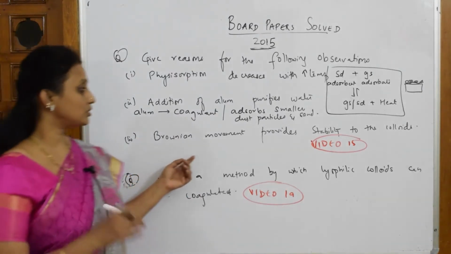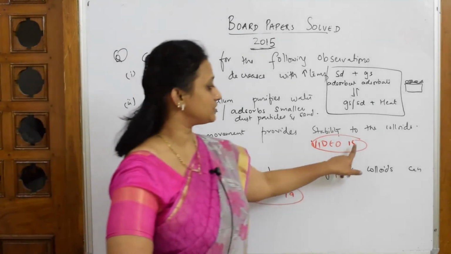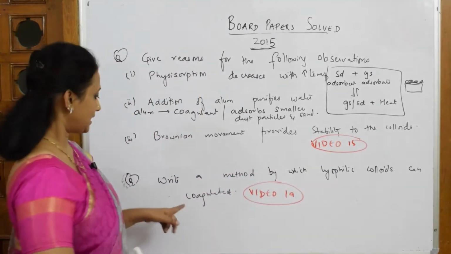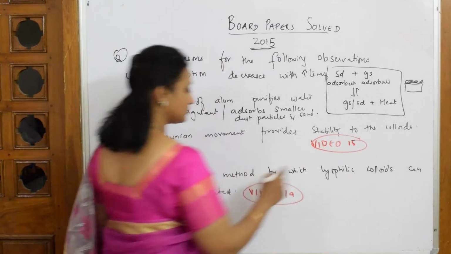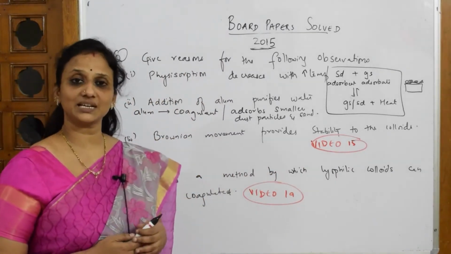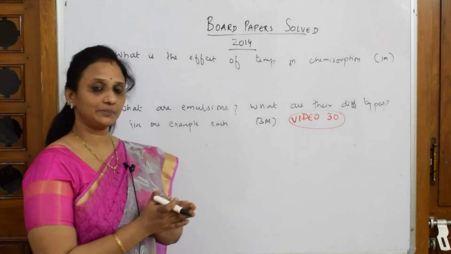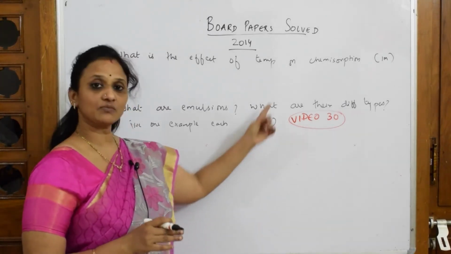Next question: Brownian movement provides stability to the colloids. I did this in video number 15. Please watch that. And here, what is the method by which lyophilic colloids are coagulated? I did this in video number 19. Please watch the video for the information. So in the 2014 paper, again you have a 3 marks question and a 1 mark question.